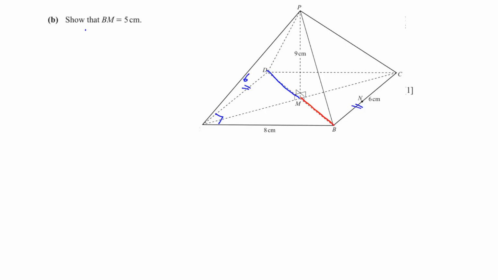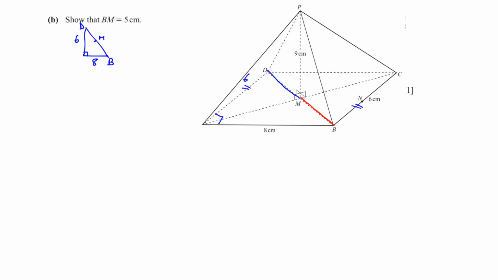So if you draw a triangle here, this is BD, M is in the middle, and this is the right angle. This is 6 and this is 8. M is the midpoint of BD. So when you find BD and you divide it by 2, you will get BM.